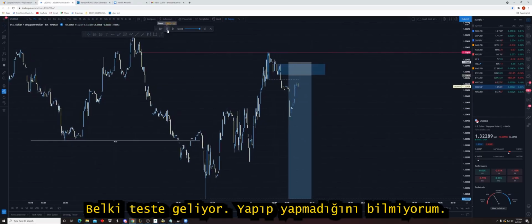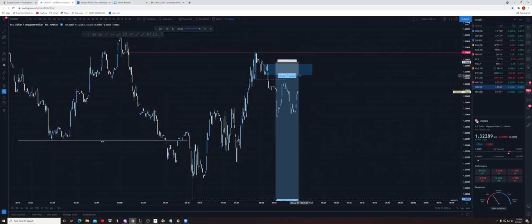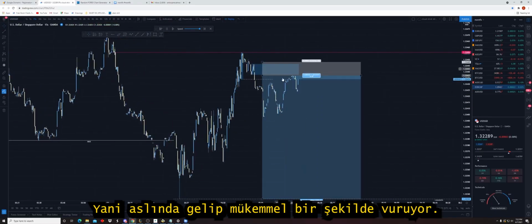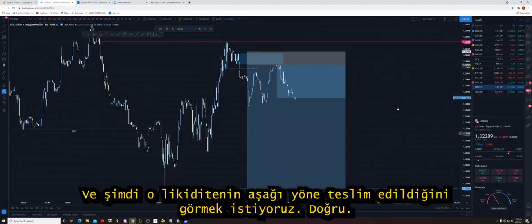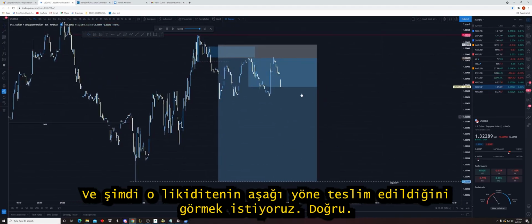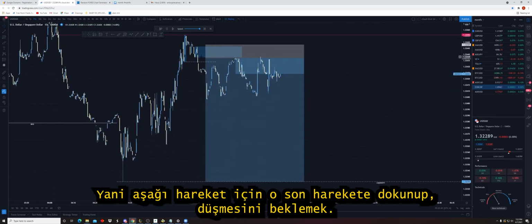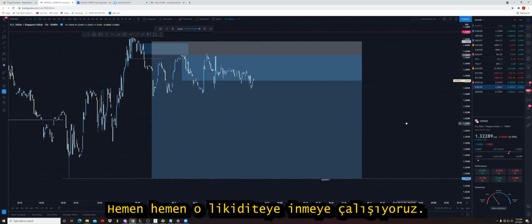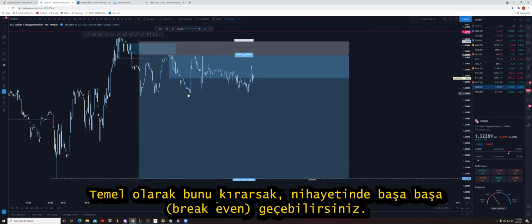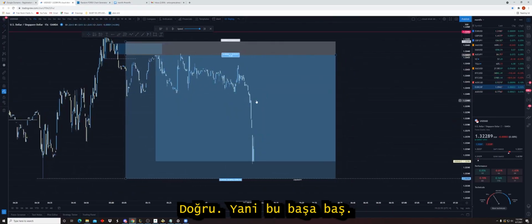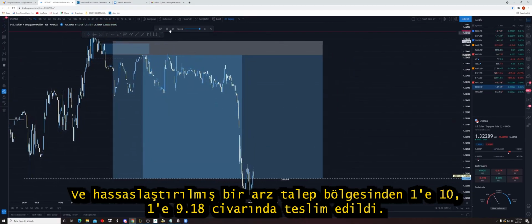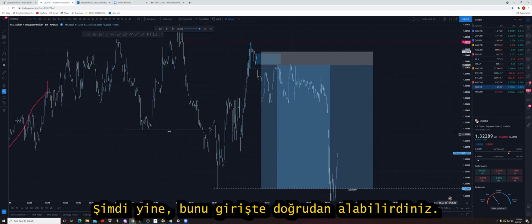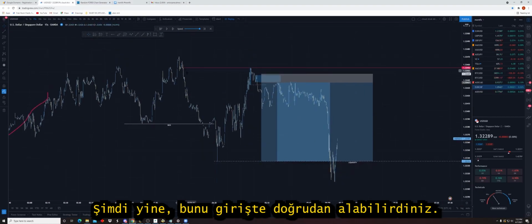So now we can see how this plays out. Price just kind of drops down. Maybe they come to test. I don't know if they do. Draw this out a little bit. So they actually come and hit it perfectly. And now we want to see that liquidity delivered to the downside, right? So it's just tapping into that last up move before the down move. I'm waiting for it to drop off pretty much, trying to get down to this liquidity. Basically, if we break this, you can go to break even ultimately, right? So that's break even, and you are delivered at about 1 to 10, 1 to 9.18, right? Off of a refined supply and demand zone.